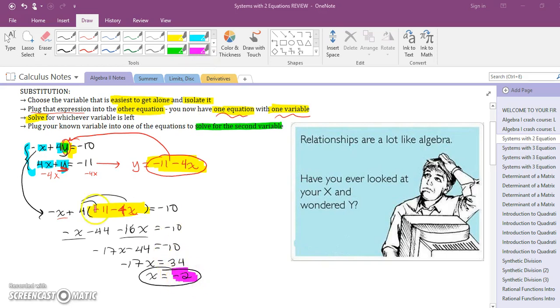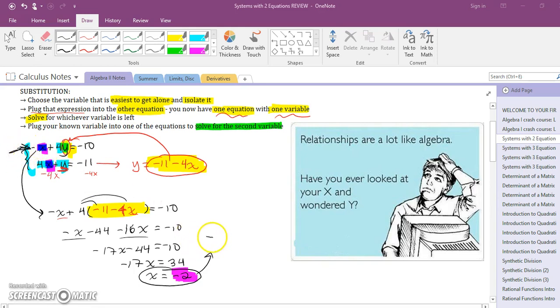Typically, people say you should plug this into one of the originals. You could plug it in for here. I'm just going to go ahead and plug it into one of the originals. Honestly, it really doesn't matter where you plug it in as long as what you're plugging into is a true statement. So I'm going to go ahead and plug it into this one.